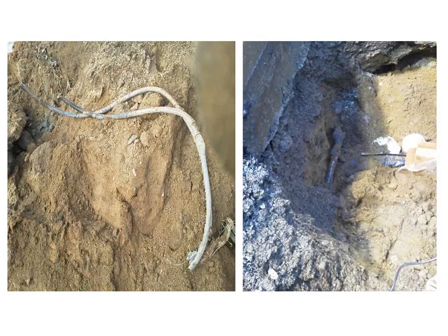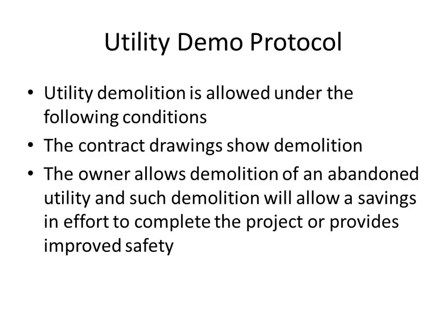So this utility demo protocol plan gets everybody involved: the owner, the client, whoever owns the utility. We're going to remove this from service, so everybody knows, and if they ever want to use it again, this is what happened. Demolition is allowed under the following conditions. If the contract drawings show demo, you don't have to go through this next process. But if it does not, and it's an unknown that we see out in the field, then we should try to get the owner to allow demolition for abandoned utilities, to allow savings and effort to complete the project and provide improved safety.